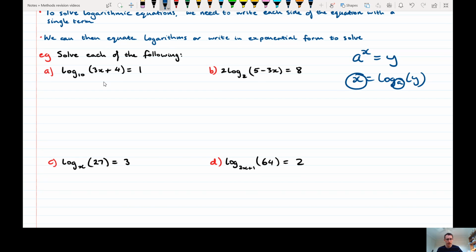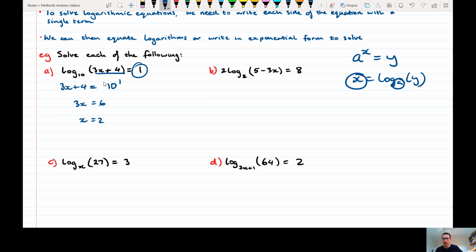So this thing over here can become the bit inside, the 3x plus 4 gets written by itself, equals the base 10 to the power of this thing on the other side, 1. And then I solve this. So 3x plus 4 equals 10. Well, that just becomes 3x equals 6 and x equals 2. Nice and simple when you have one term each side and you write with your exponentials.